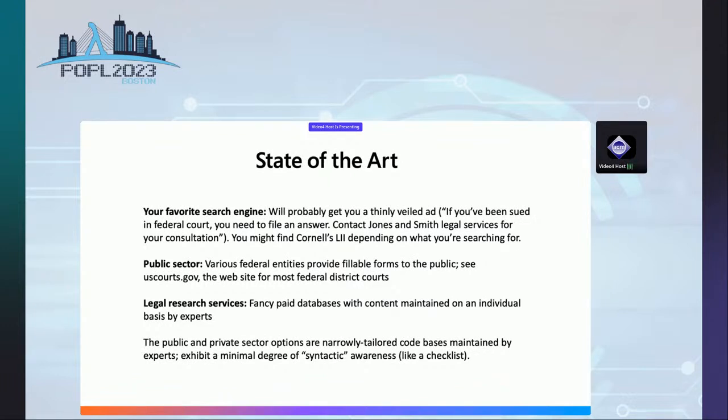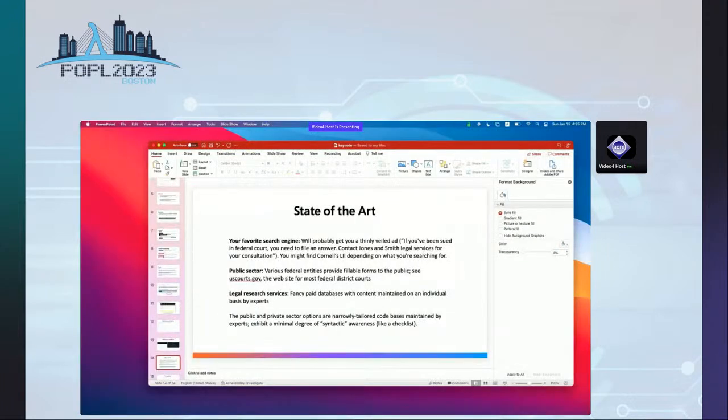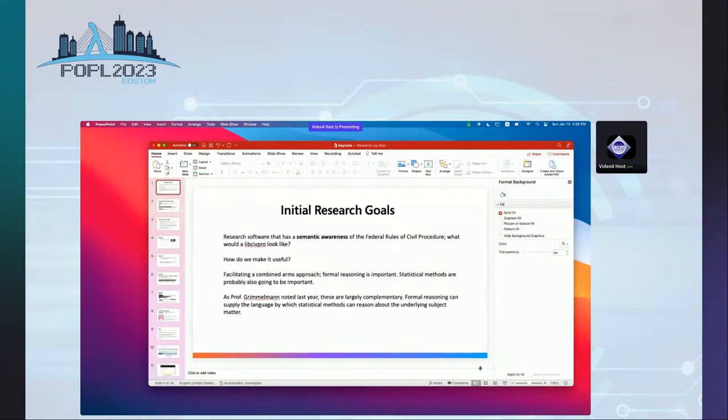So the whole Rule 6 thing was just an aside to talk about how scary dealing with civil procedure in the wrong way can be. Just to go back to my first slide here: the initial research goals for our group. I was very fortunate to be an intern last summer at Microsoft Research with Jonathan Partsenko and Leo Demura as well. They were amazing. The whole experience was really great.